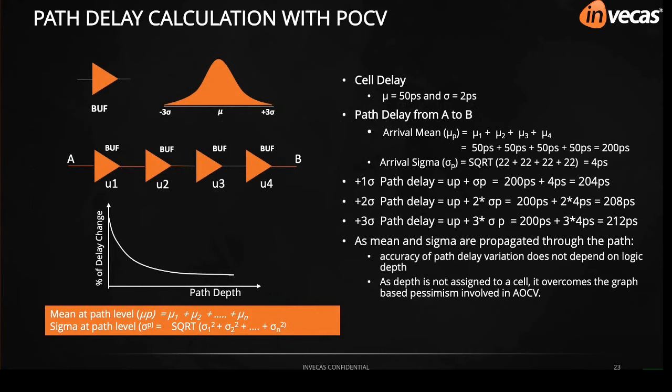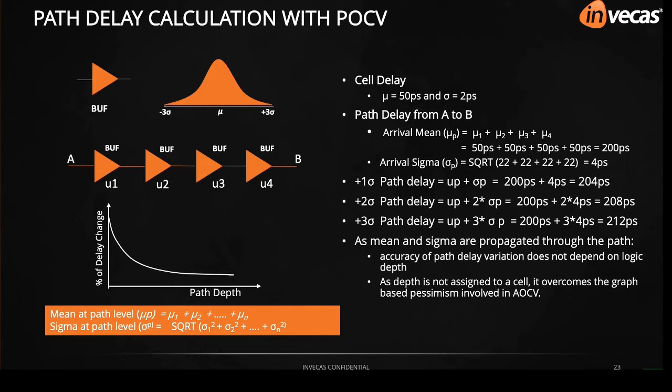If you take the same example where 4 buffers are connected back to back and the path delay is from A to B, with certain assumptions that the cell delay is 50 ps and sigma is 2 ps, then the overall path delay from A to B is the addition of 4 buffer delays, which is 200 ps, and the arrival sigma value will be 4 ps with the equation shown in the slide. If you want to consider the overall path delay with 1 sigma variation, that will be 204 ps, which is 200 ps plus 4 ps.